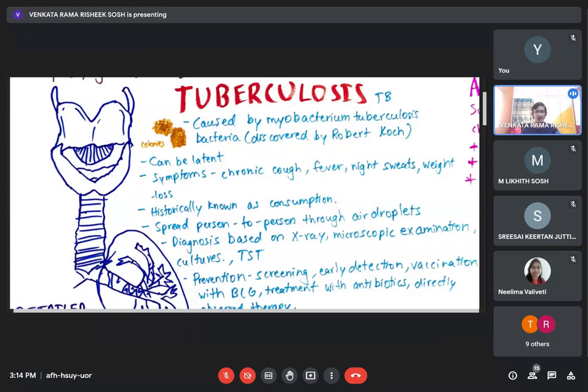It can be latent, which means that it cannot be seen. Its symptoms cannot be seen, just like HIV, which takes multiple years, 5 to 10 years, for the symptoms to arise. Or sometimes the symptoms are not even seen. It is just an inability to defend yourself from other diseases. The symptoms are chronic cough, fever, night sweats, and weight loss.